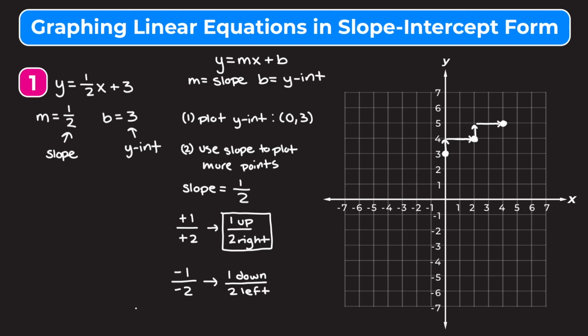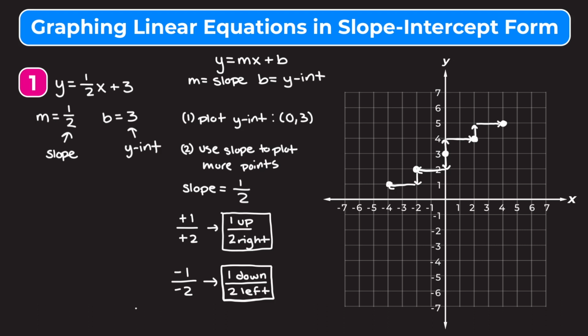And now what I want to show you guys is that you could have also gone down and left. Now you don't have to do that. You only probably need a couple points on your graph, but it is useful to understand the different ways you can use your slope to graph some points. So now we're going to go 1 down and 2 left from our starting point of this y-intercept. So we're going to go 1 down and 2 to the left, and we'll get a point right here. And we'll do that again. 1 down, 2 to the left, we'll get a point right here.